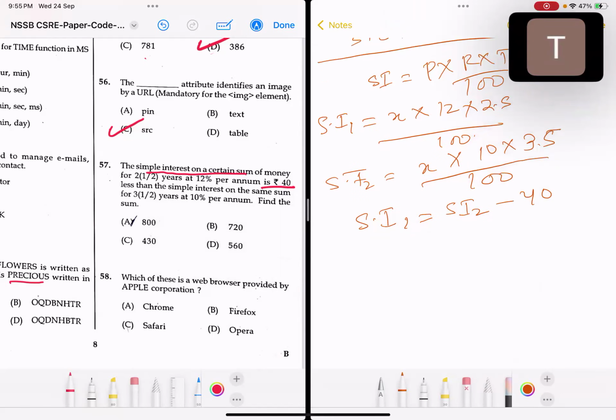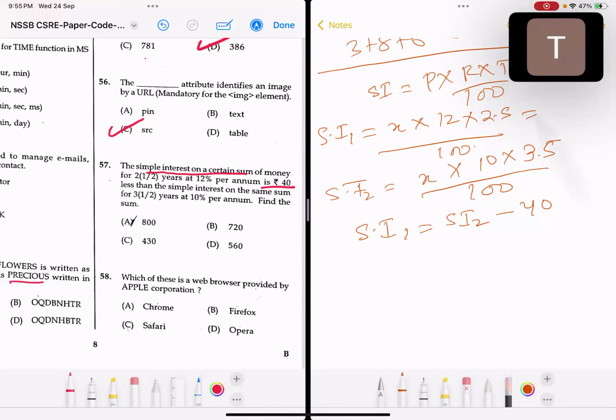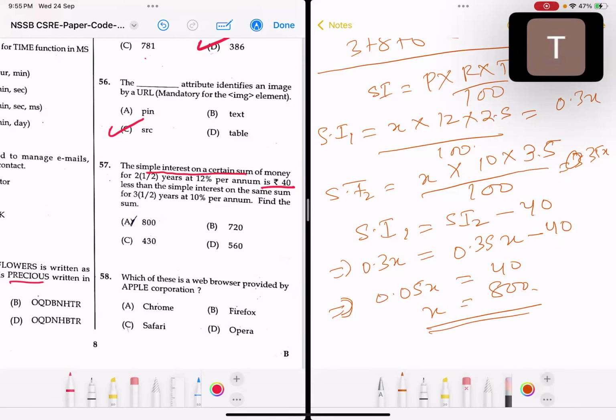Now, if we calculate these things, you will get this as 0.3x and this as 0.35x, okay? So which means 0.3x is equal to 0.35x minus 40. So it will be 0.05x is equal to 40. X will be 800. Okay, so the correct option is 800.